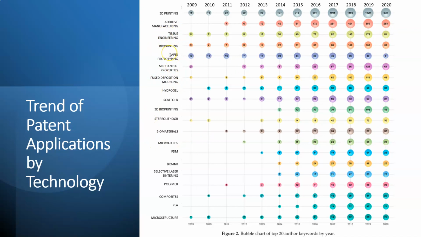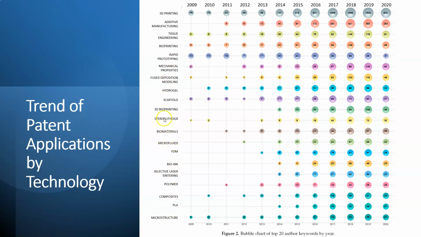And what I'd like to point out is a couple of things. First of all, the extreme variety of technologies that are now being applied to the 3D printing patent subclass, okay? All the way from tissue engineering, that would be a biological type of technology, down to microstructure, and we have microfluids.